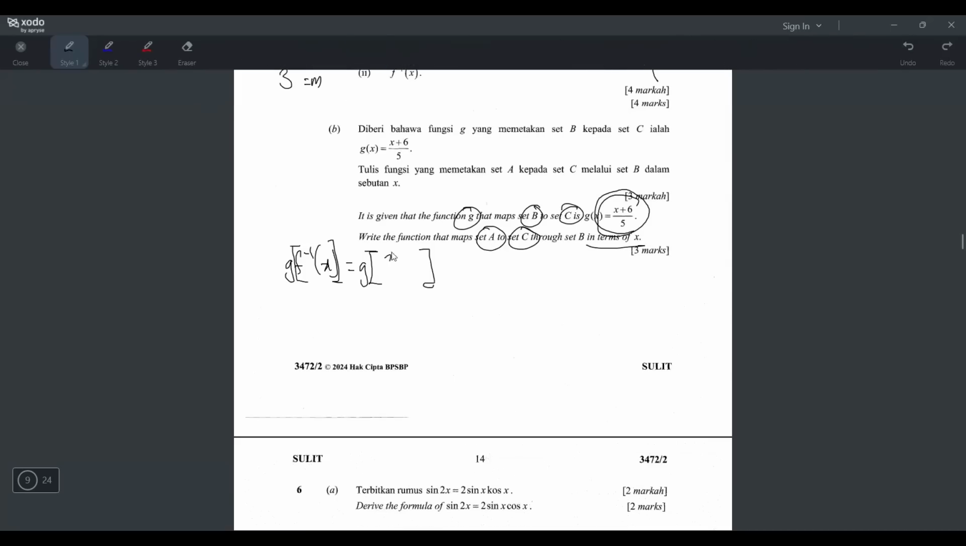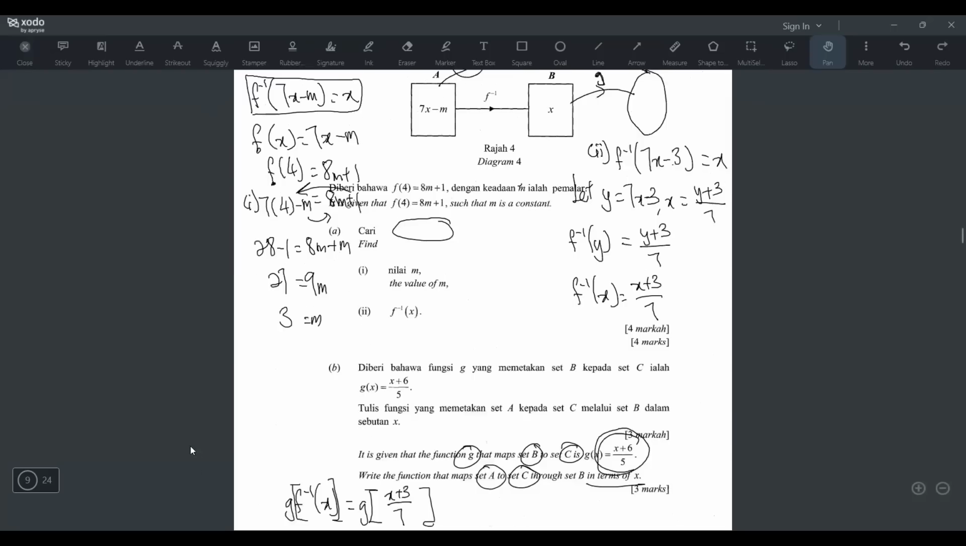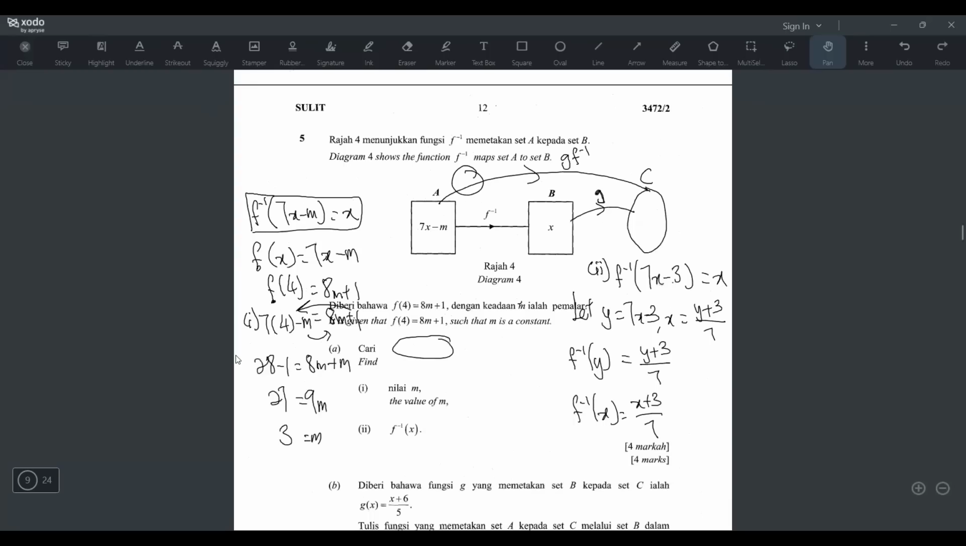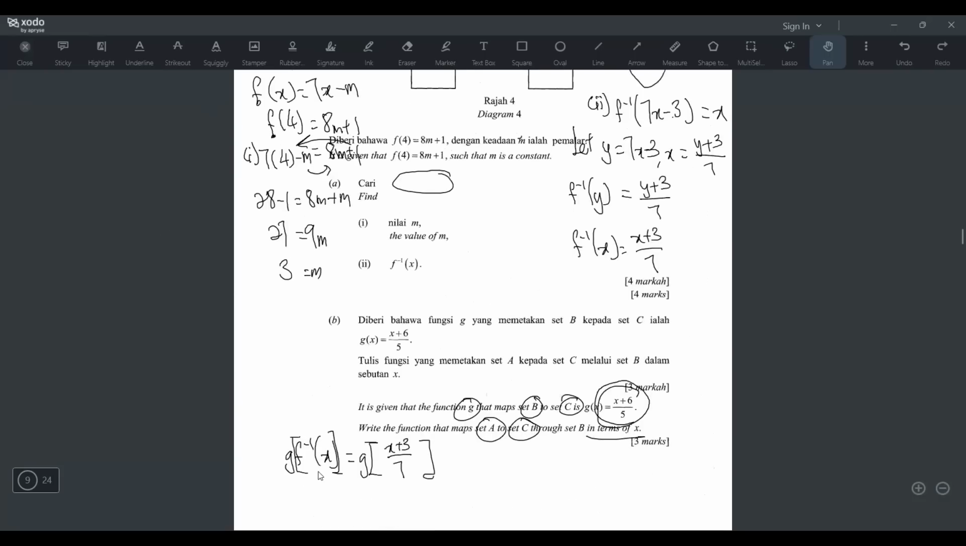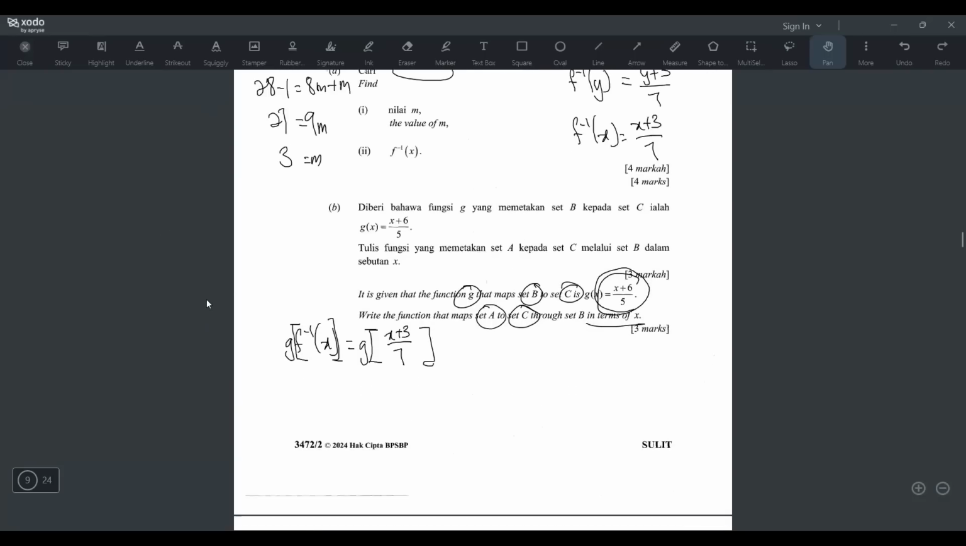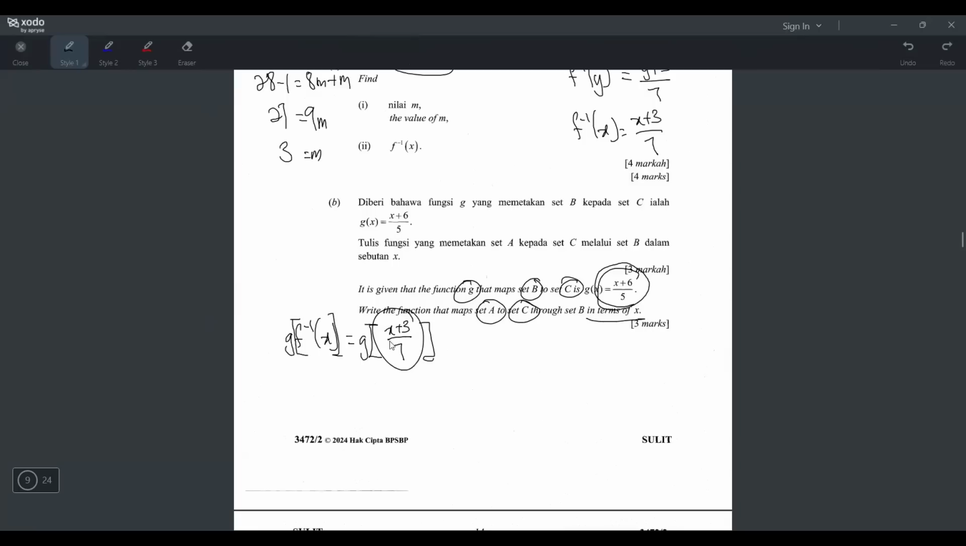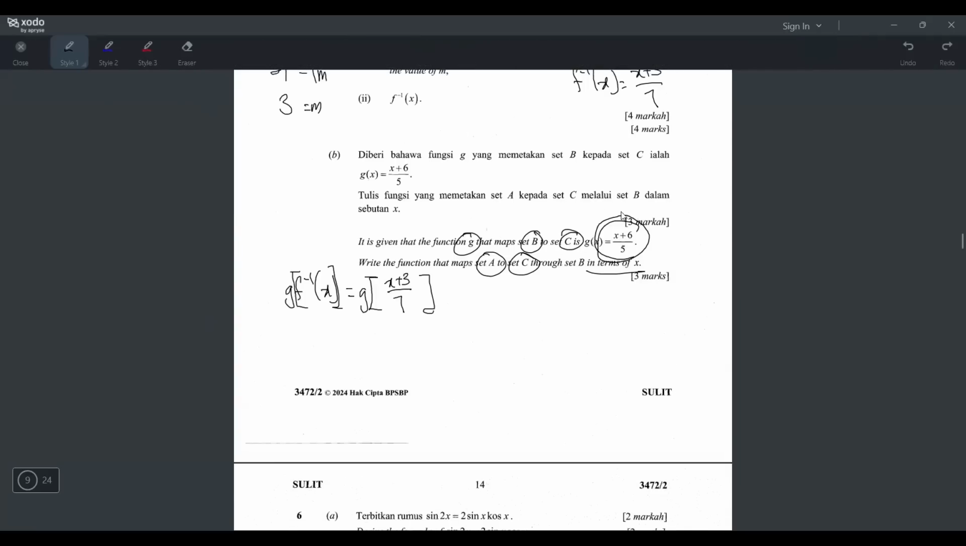So letak dalam. Now you understand why I have to write g f inverse. Why not write f inverse g? Because if you write f inverse g, it means you buat g dulu, tapi kena buat f inverse dulu. That is why f inverse kena duduk dalam. Now you have to take the (x plus 3) over 7 and ganti dalam function g. Put inside the function g. So you need function g(x) and you have it. They give it to you already.